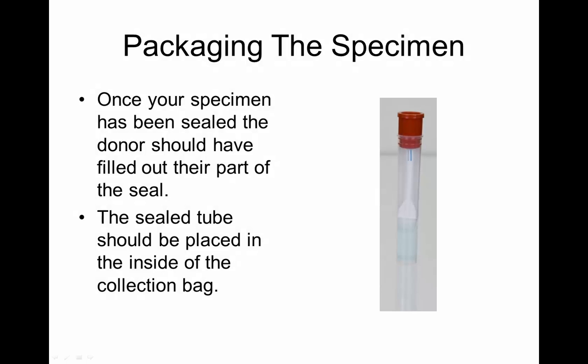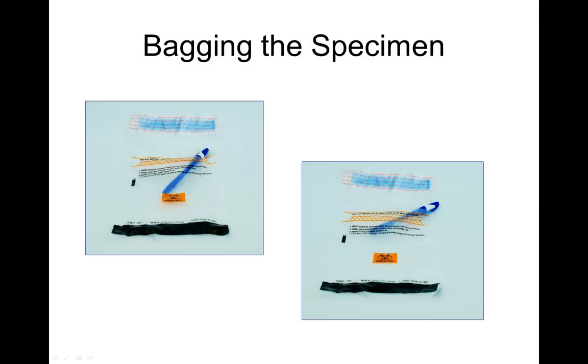Packaging the specimen. Once your specimen has been sealed, the donor should have filled out their part of the seal. The sealed tube is placed inside the outside part of the collection bag. And then you'll see here, I've got a collection bag, and I want you to see that they don't all have this little mark, but there's a slit here and a slit up here. Slit here, and then there's a slit right in here. So you see the slit on this second one.